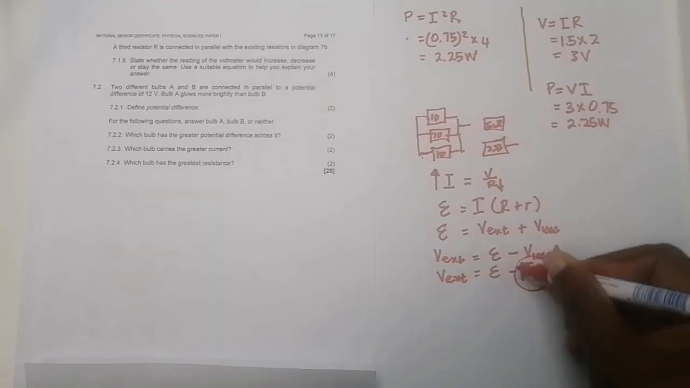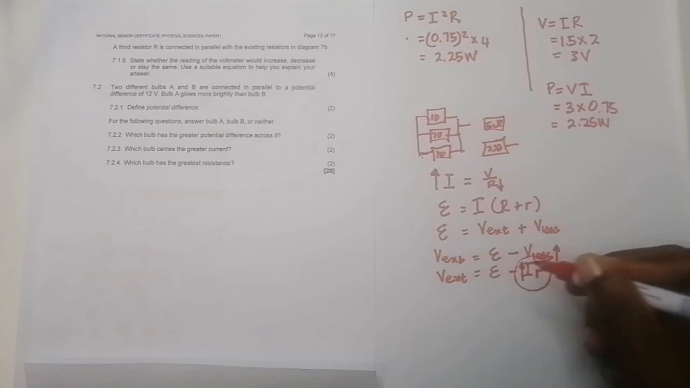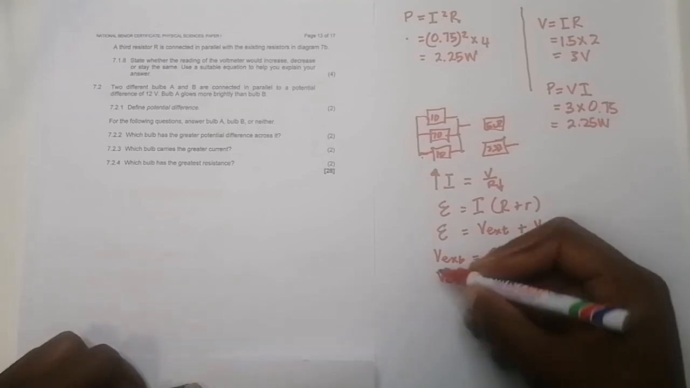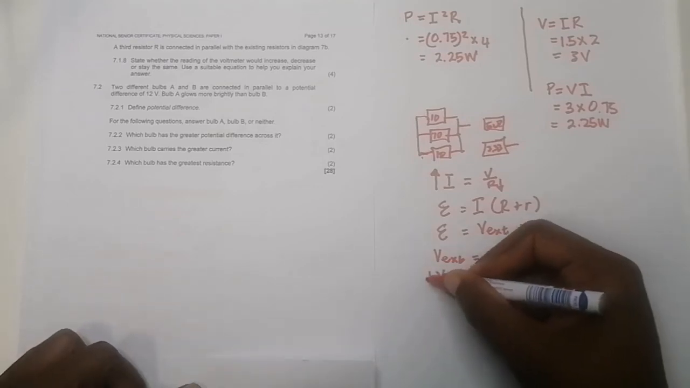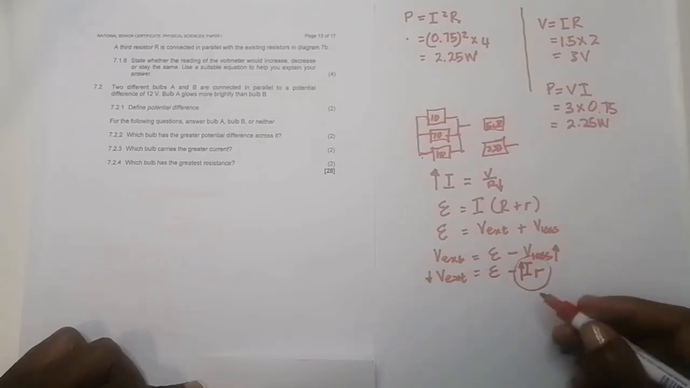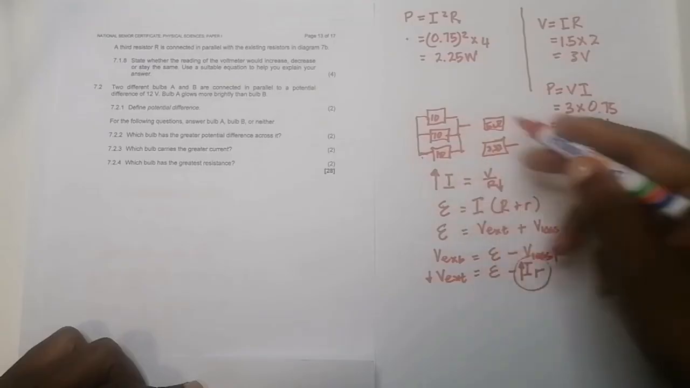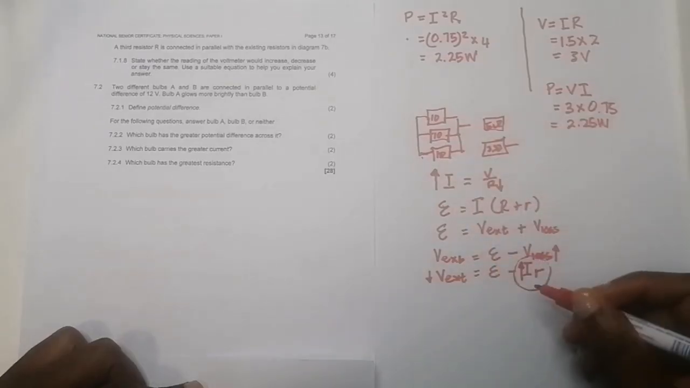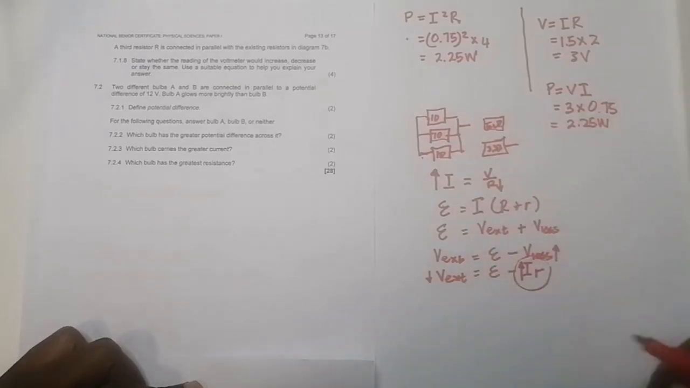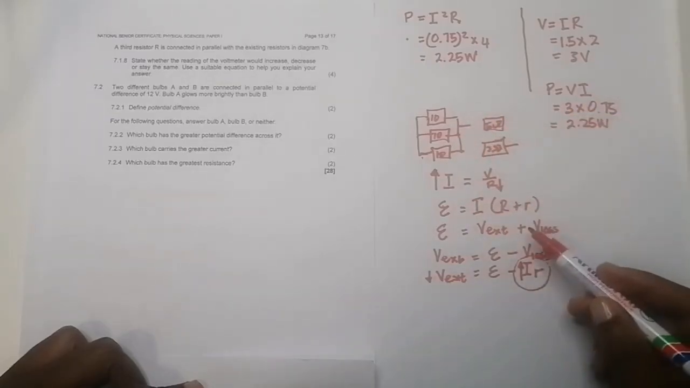If the V loss increases, yet the EMF stays constant, guess what's going to happen to our external voltage? Our external voltage is going to decrease. I hope that I've been able to explain that quite nicely, such that you understand. Remember, every time we change the setup of our circuit, when we rearrange resistors, we must always ask ourselves, how is it going to affect the resistance?